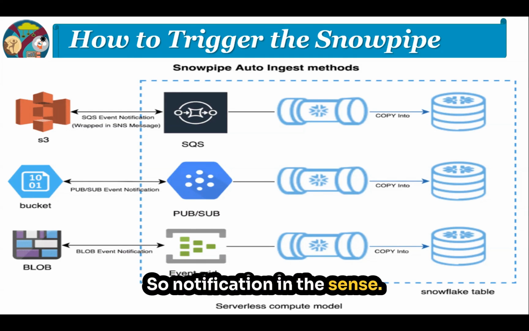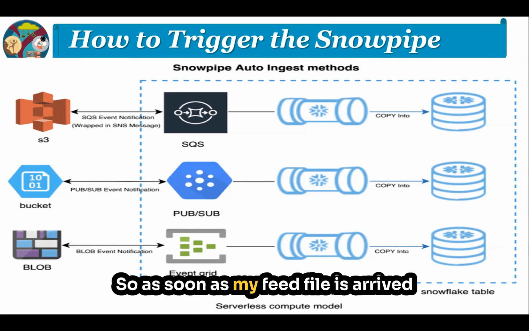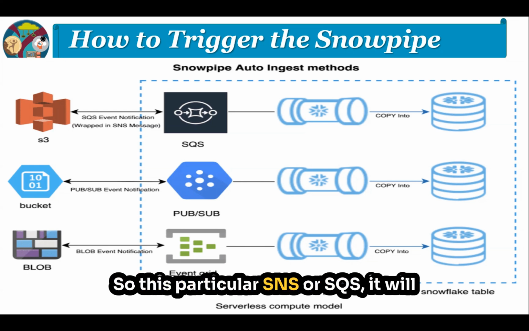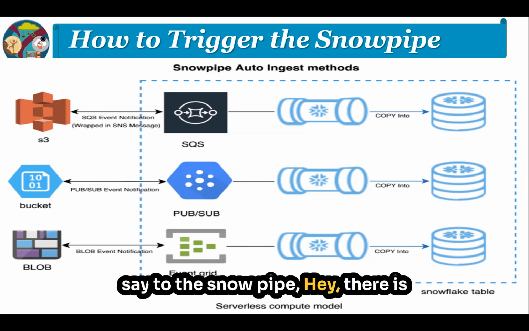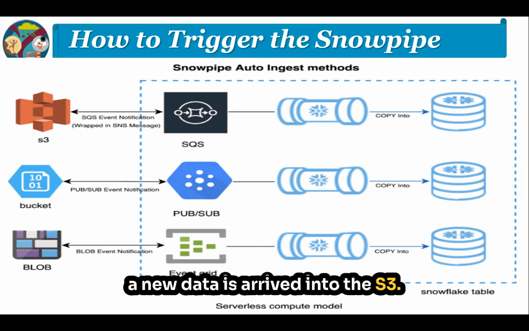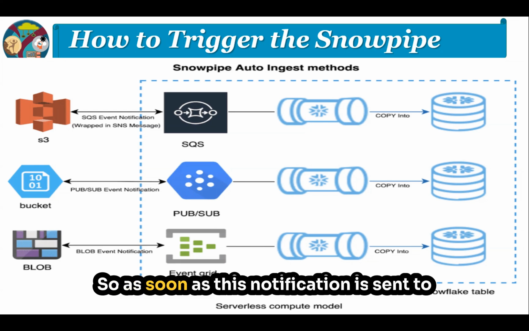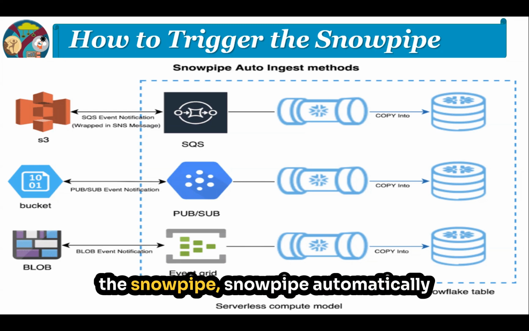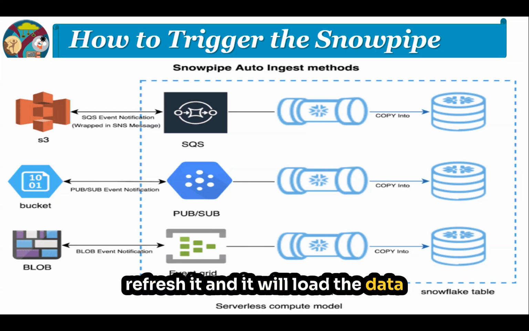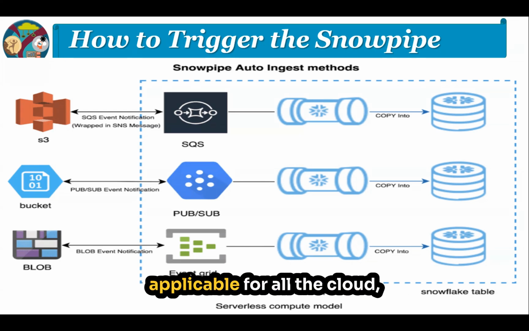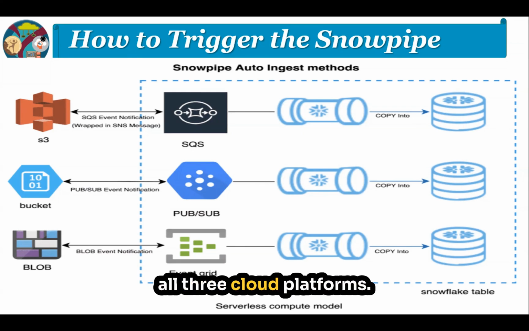Notification in the sense that as soon as my feed file arrives into this particular S3 bucket, this SNS or SQS will say to the Snowpipe, hey, new data has arrived into the S3, please process it. They just send a notification. As soon as this notification is sent, the Snowpipe automatically refreshes and loads the data into that particular Snowflake table. This is applicable for all three cloud platforms.